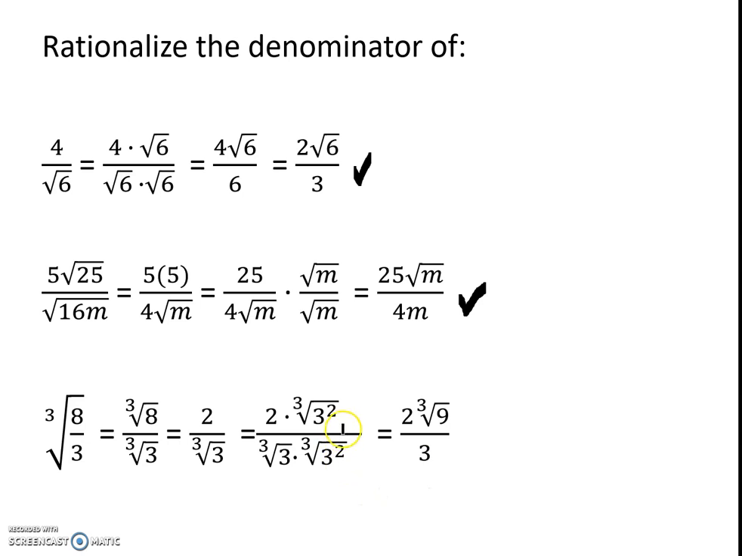We have to do the same thing to the numerator, so we have 2 times the cube root of 3 squared, which is simply 9, divided by 3.